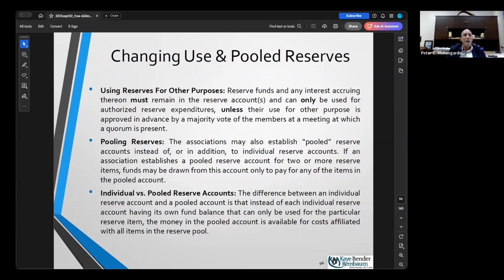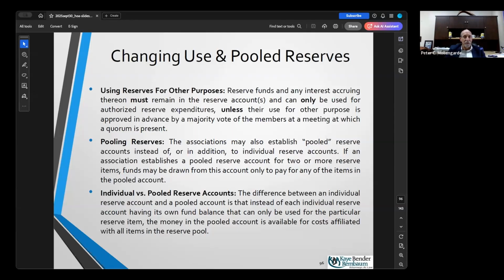Throw water at them. Changing use and pooled reserves. Using reserve for other purposes. Reserve funds, and any interest accrued thereon, must remain in the reserve account and can only be used to authorize reserve expenditures unless they're used for other purposes approved in advance by a majority vote of the members at a meeting. Which, again, I know I repeated myself 100 times here, applies to statutory reserves, not to board-made reserves.